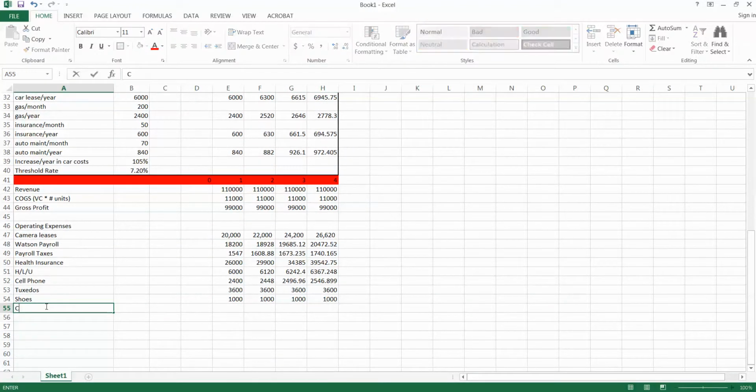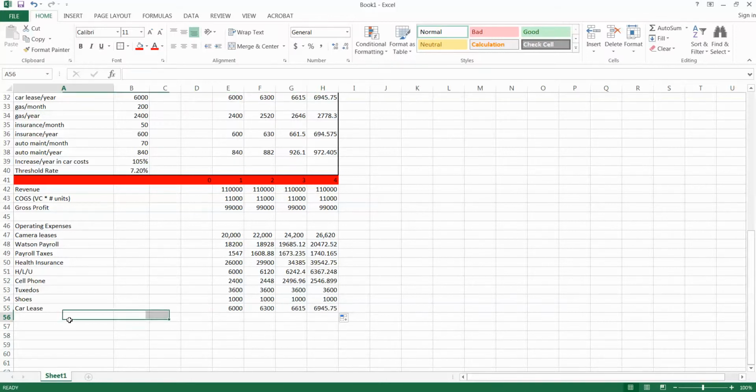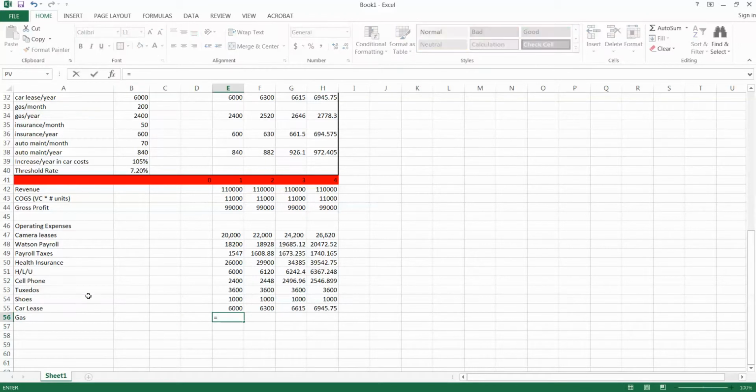Next, we've got our car lease. And we can just have it pick that up from right here. Carry that across. We've got our gas per year. So I'm just not going to bother to put per year because we all know it's per year. Our gas cost, and that's going to equal the $2,400. And we'll carry that across.